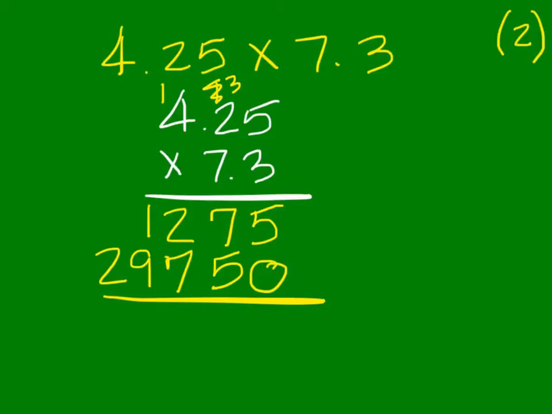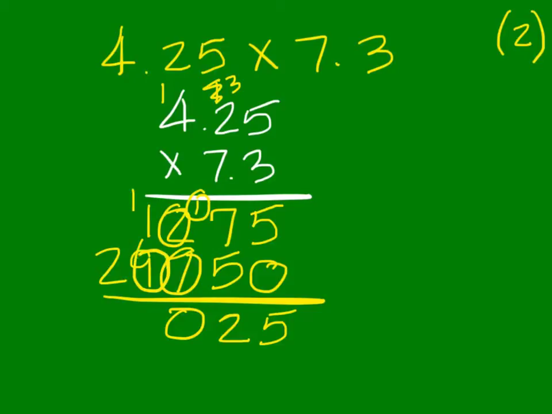Now add them up. 5 and 0. 7 plus 5 is 12, but carry that 1 here. 7 and 2 is 9, plus 1 is 10. Carry that 1 here. 9 plus 1 is 10, plus 1 is 11. Carry the other 1 there to get 2 plus 1 is 3.